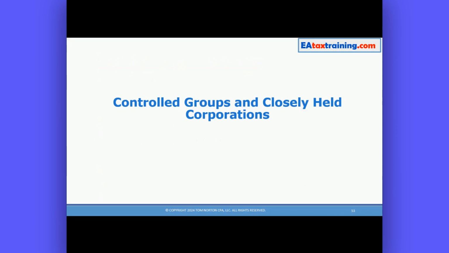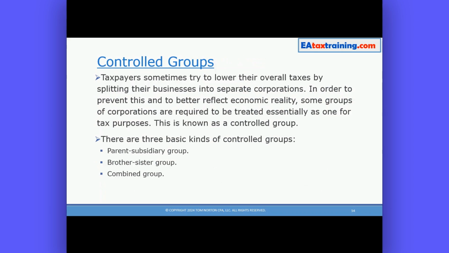Next topic is controlled groups and closely held corporations. Controlled groups. Sometimes taxpayers and their advisors will try to lower the overall taxes that are paid by a business by splitting the business into separate corporations. Then they can shift money and profits between those corporations to try to minimize the amount of tax paid. They might have service agreements between corporations or rental agreements or management agreements and these types of things between the corporations, shifting the money around, lowering their tax when the economic reality is it's really just one business.